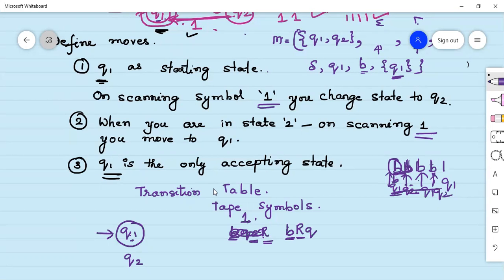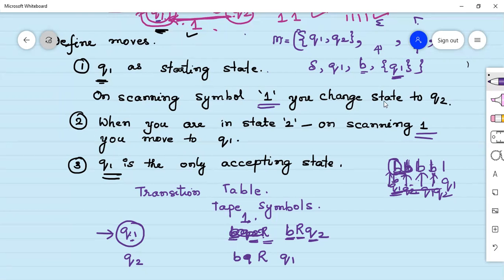So blank, move towards right and change the state to Q2. So what will you do when you are in Q2? Same thing, isn't it? Replace it by blank and move towards right and change the state to Q1. Okay. So this is all your Turing machine is. All right. This is all that we are going to do in the Turing machine.